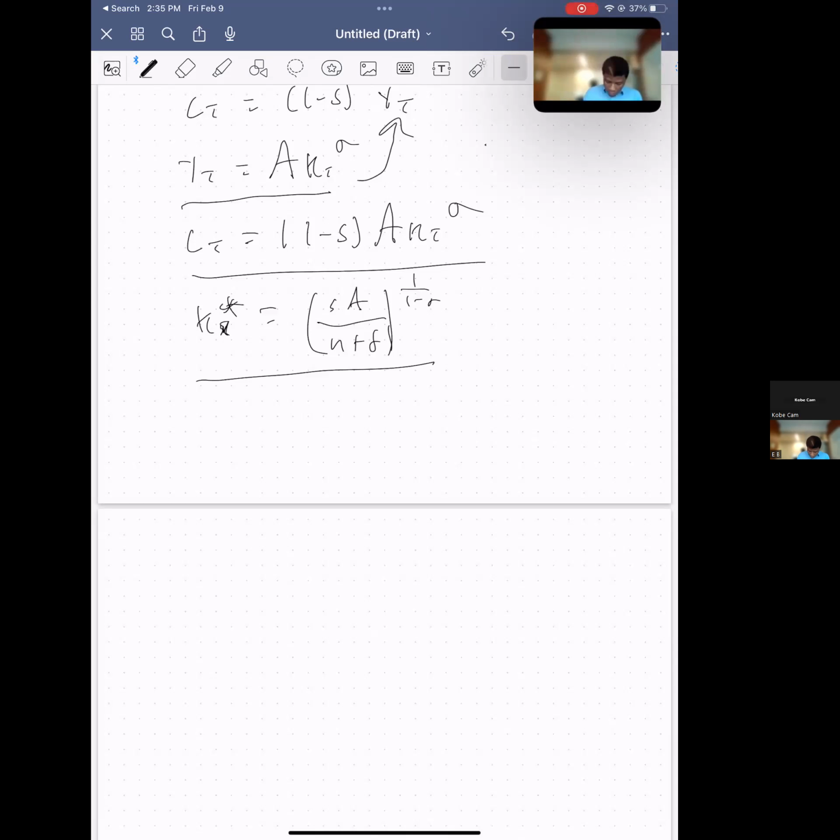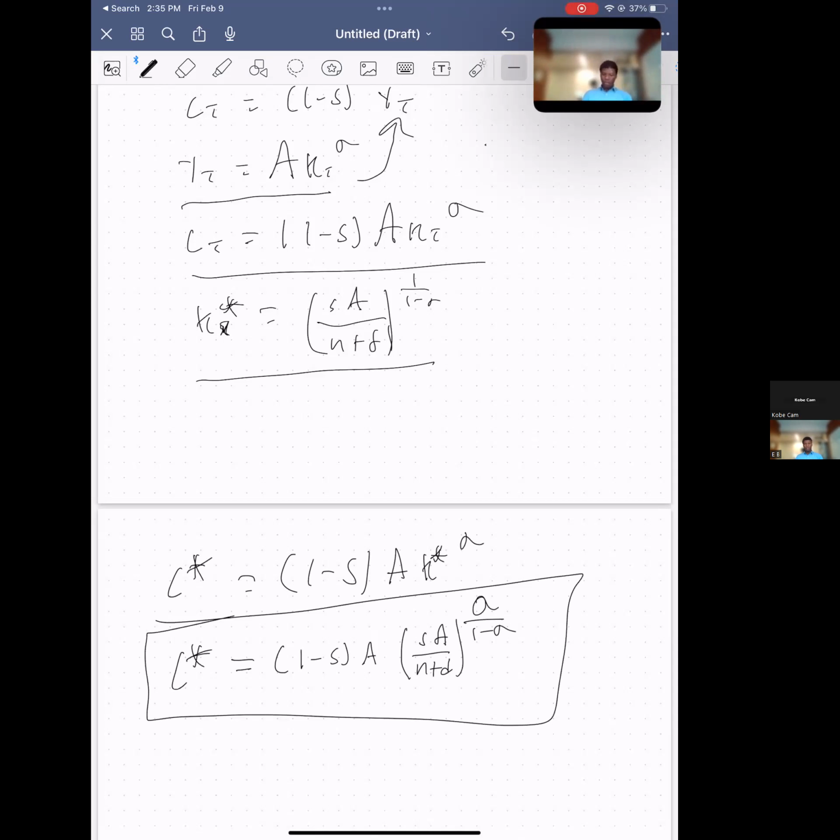Let's plug that in. So now c star is going to be 1 minus s times A times k star to the alpha, and this is just equal to 1 minus s times A times (sA divided by n plus delta) raised to alpha over 1 minus alpha.